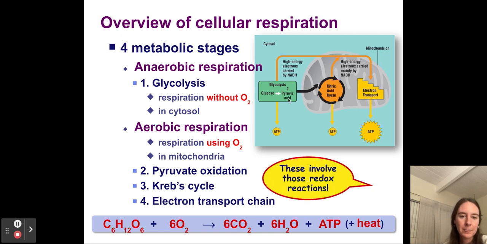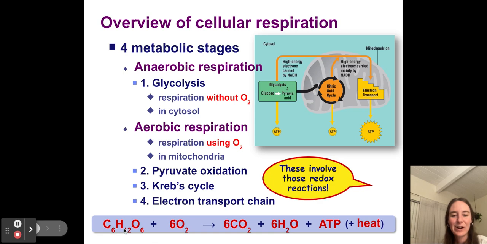And notice here, again, we have one step happening in the cytosol, these 2 steps happening in the mitochondria, and we're making ATP in each of these steps. And the most ATP is made in the last step, the electron transport chain. And so when we get into all the details of this, we're going to be coming back to these redox reactions, and they're going to be important.